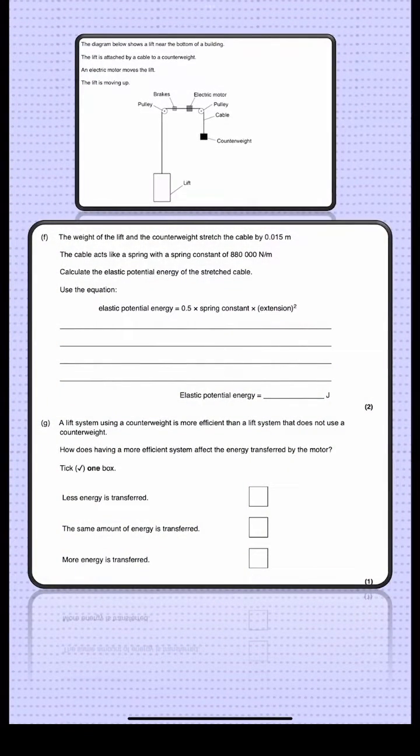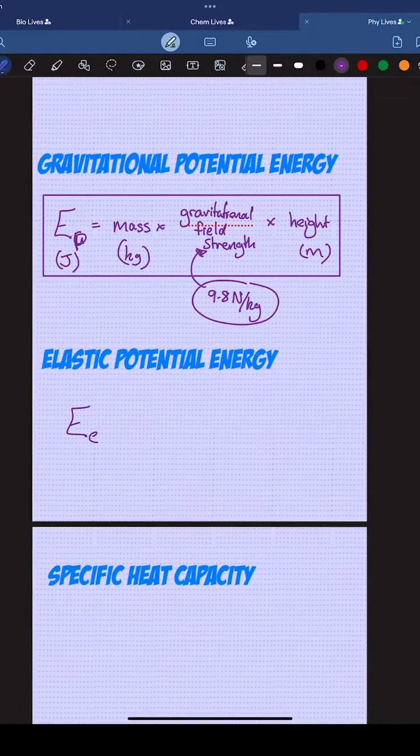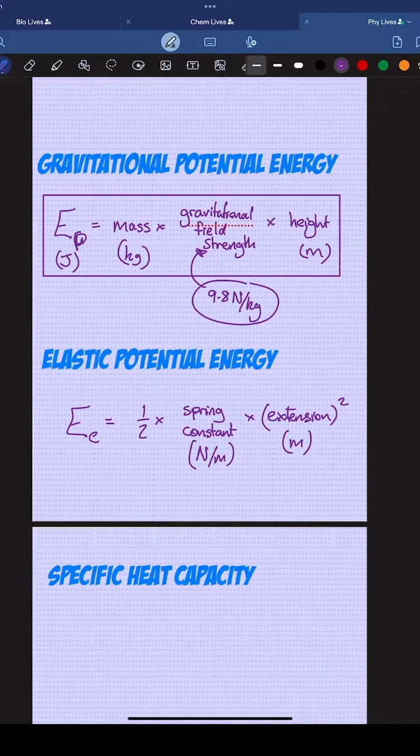So same thing again. We still have this pulley. This time, we've got the equation for elastic potential energy. So let's write that down in our notes. Elastic potential energy, so that's E is equal to half times k, which is the spring constant. The spring constant basically tells you how stiff a material is, how stretchy it is, times extension. That's how much you stretch it by. It's extension squared. Spring constant is measured in newtons per meter, extension is measured in meters, and energy is measured in joules.